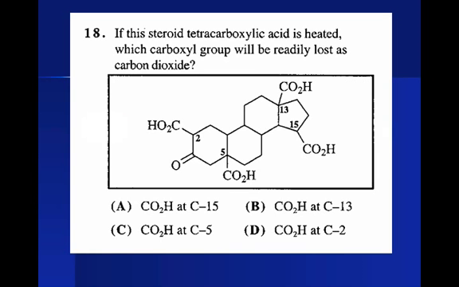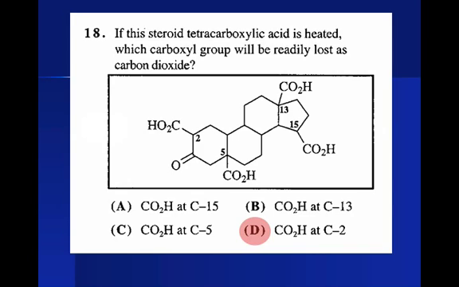How about question 18? If we have this steroid tetracarboxylic acid, and we heat it, which carboxyl group would readily be lost as carbon dioxide? You would say 2? Okay, and you're right. Because this carboxylic acid can form that 6-membered ring, hydrogen bound to this ketone, and we can push the arrows to lose carbon dioxide. We can't do that for any of these.